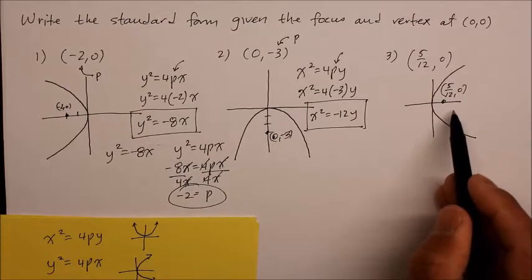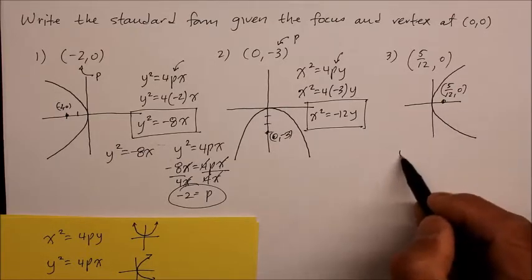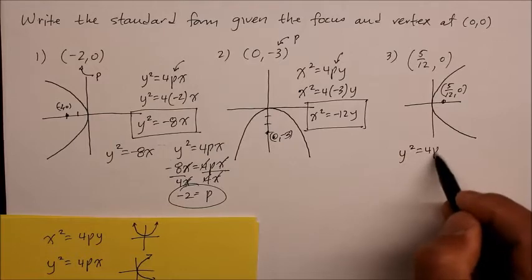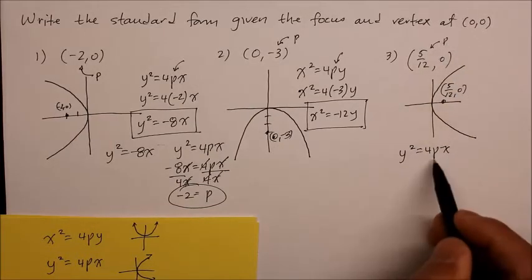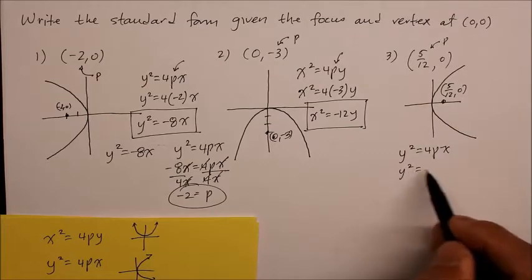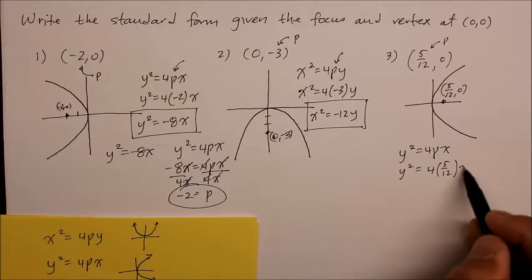Again, this is going to be a function of y because it's opening to the right. Okay, so we're using y squared equals 4px. All you have to do is take that p and substitute it in here. Now this is going to look kind of funky, but I think you could do it.